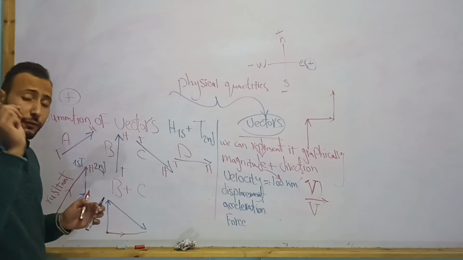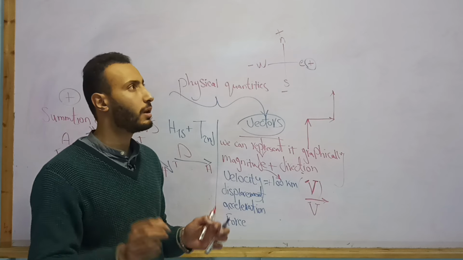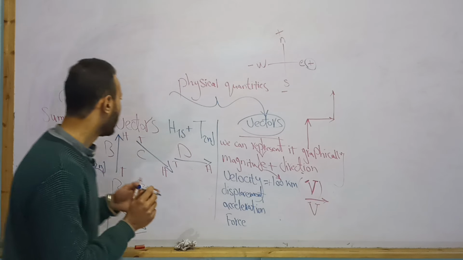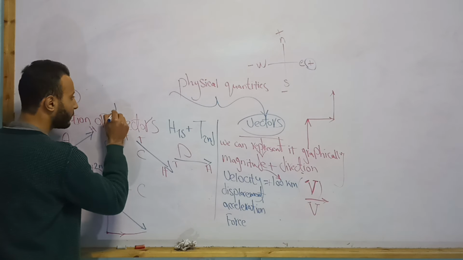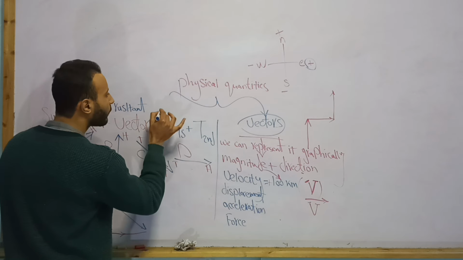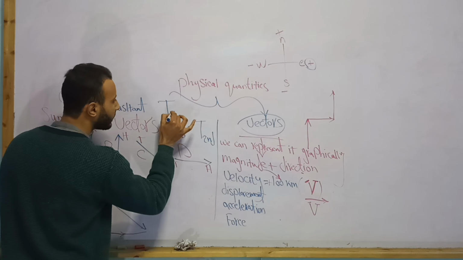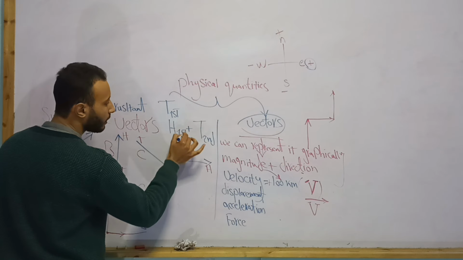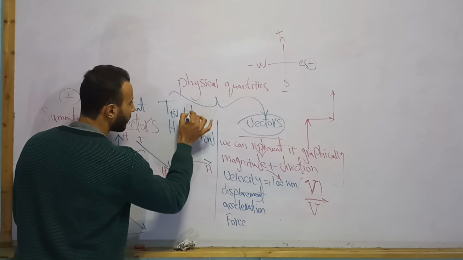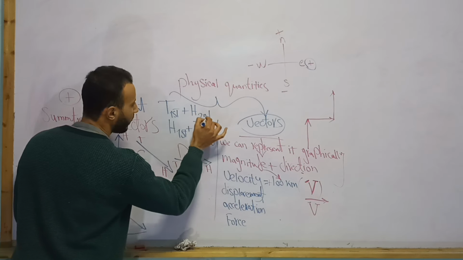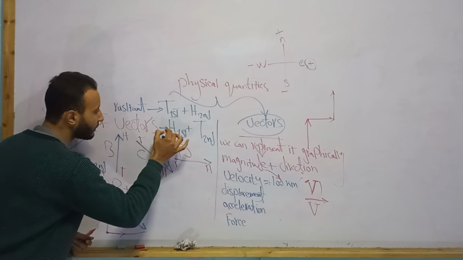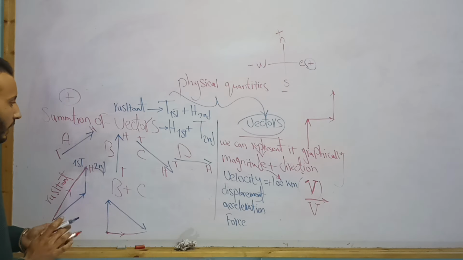Okay, so you will find this question in your first quiz. How you can get the resultant? So I'll say for the resultant, from what? From the tail of the first vector to the head of the second vector. Okay, that's great. This is for the resultant, and this is for the rule of the summation.